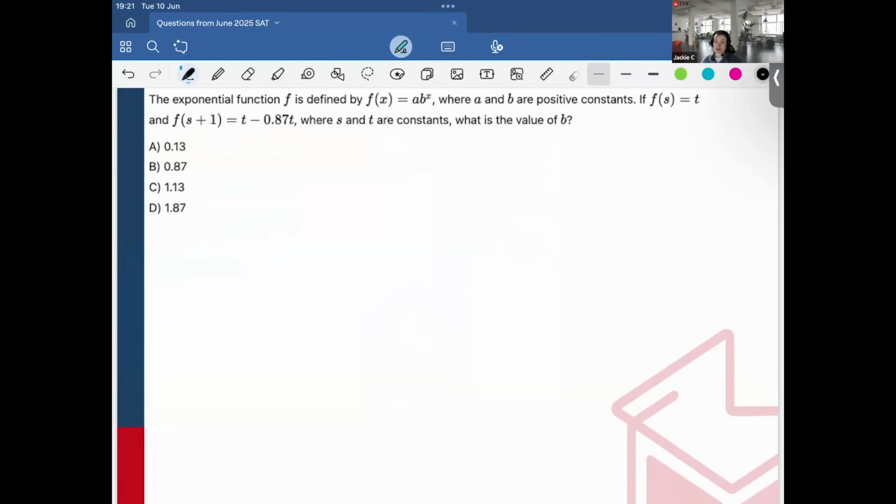Okay, and next up we have yet another function. Here I have the exponential function f defined by f of x is equal to a b to the x power, where a and b are positive constants. If f of s is equal to t and f of s plus 1 is equal to t minus 0.87t, where s and t are constants, what is the value of b?